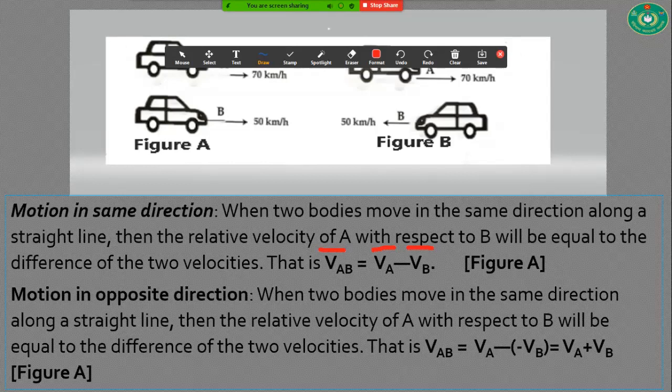When two bodies move in the same direction along a straight line, yes, the motions of these two cars are not the same here; rather they are moving along a straight line oppositely. Then the relative velocity of A with respect to B will be the difference of the two velocities. Here, bold VAB is equal to vector VA minus vector VB. VB is taken as negative because the directions of these two cars are opposite. So that becomes VA plus VB. So VAB equals VA minus VB for the same direction when the cars are moving along a straight line, and VAB equals VA plus VB for motion of the two cars in opposite directions.